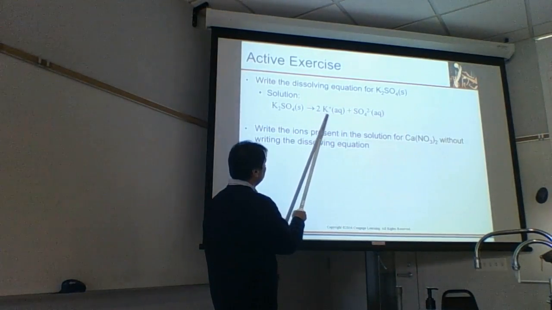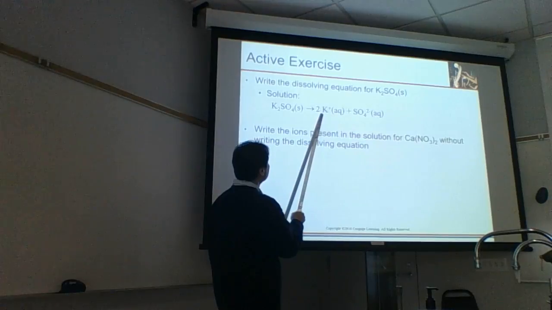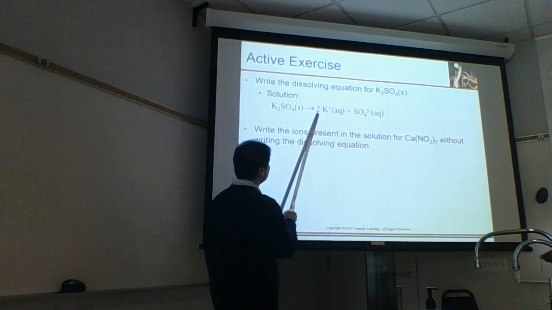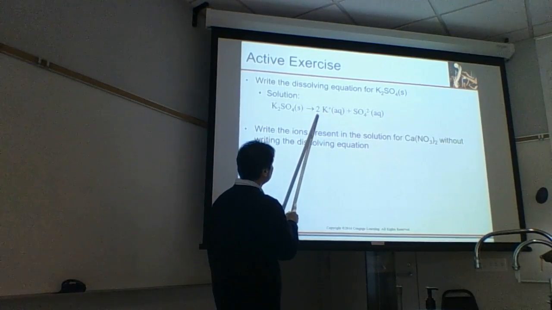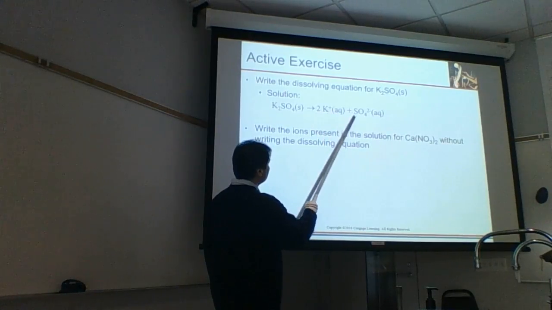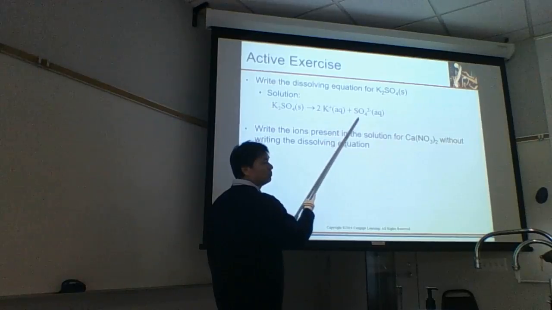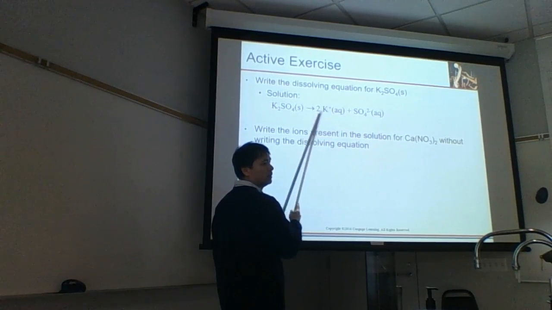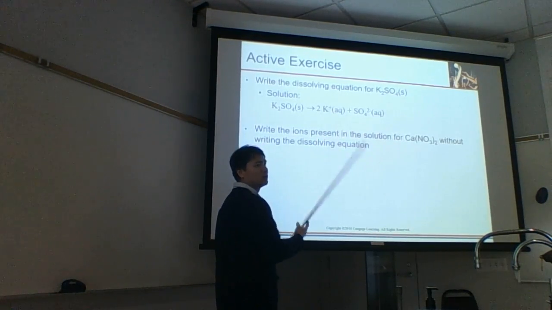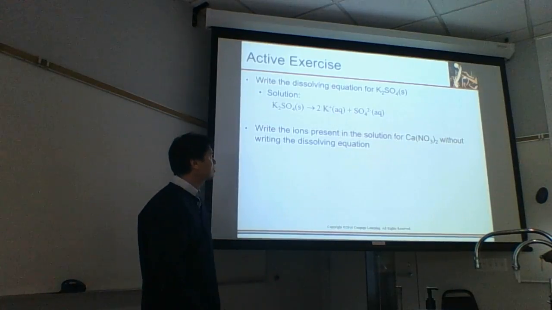For every sulfate, we have to have 2 potassiums. For every K2SO4, we have to have 2 potassiums. So it's got to maintain this ratio. It could be 2 dozen, 1 dozen. It could be 2 moles, 1 mole. 2 million, 1 million. It's just got to be this ratio. So that's called the stoichiometric ratio.